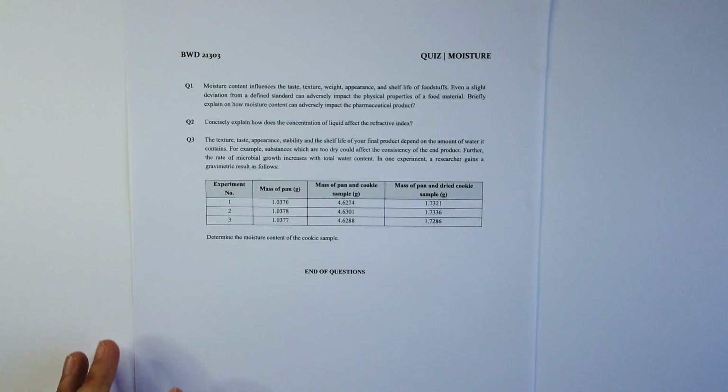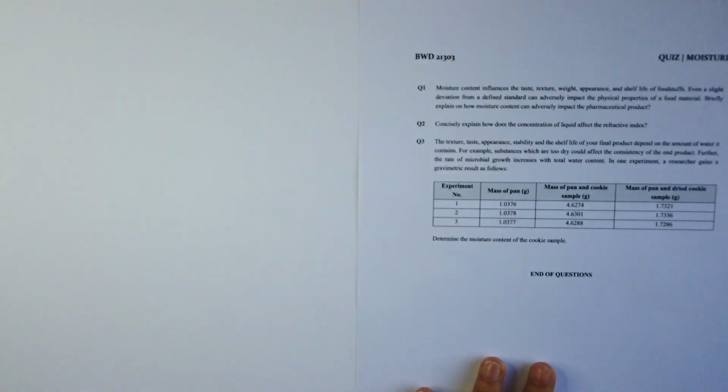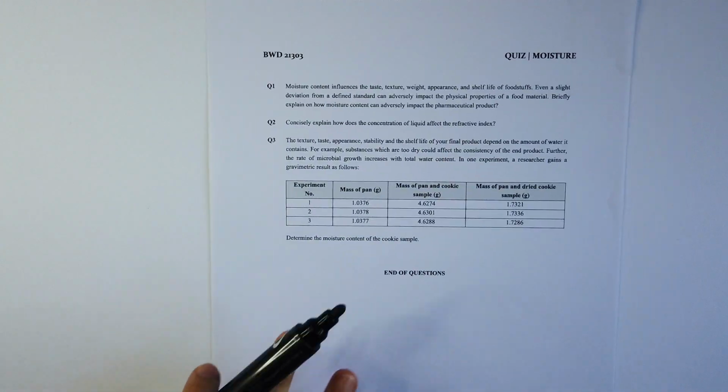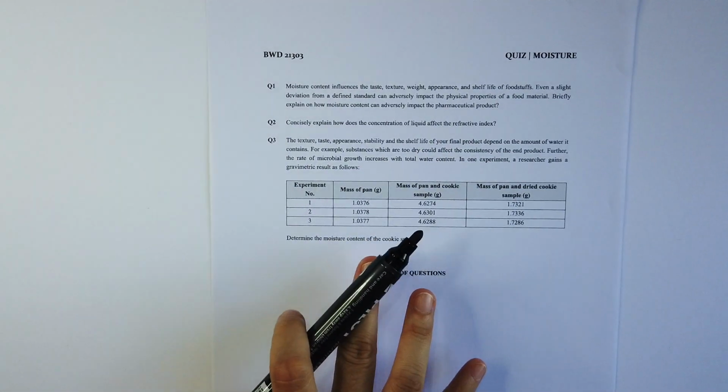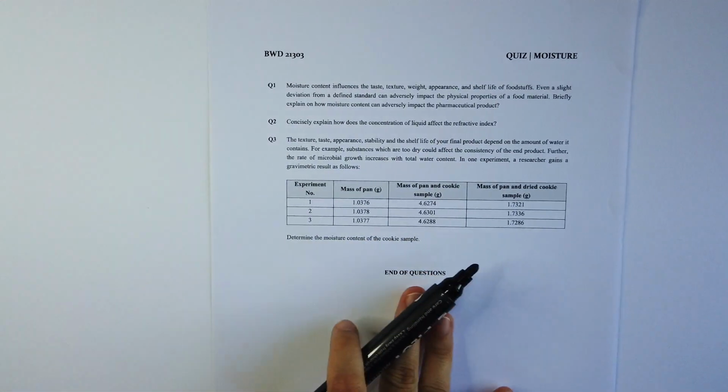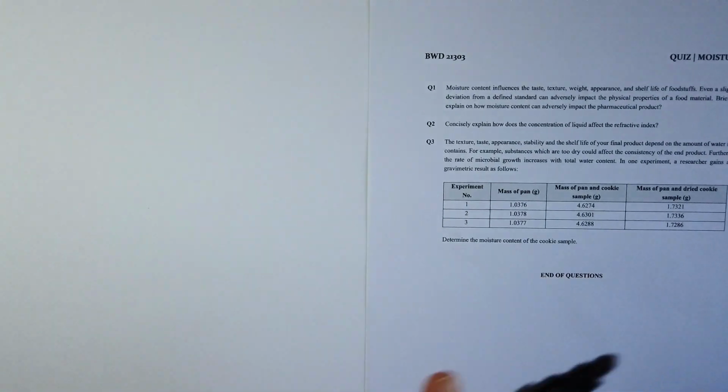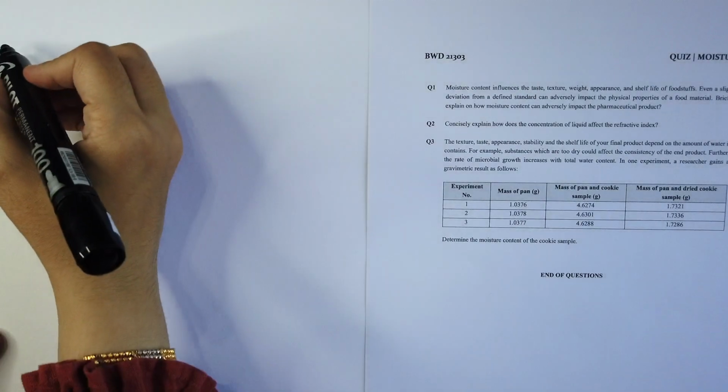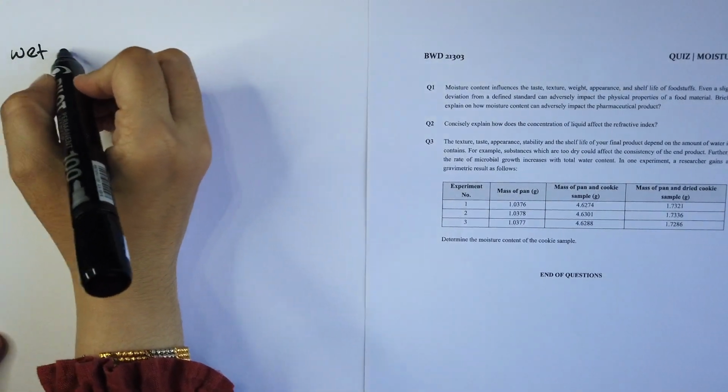So for this question, we are going to explain how the calculation should be done. So given to you is the mass of pan, pan with cookies and the pan with the dry cookies. So we are going to calculate the mass of the wet cookie first. So wet cookie.